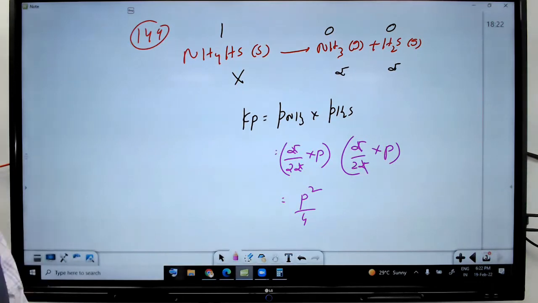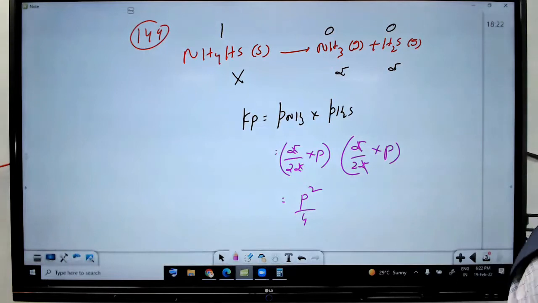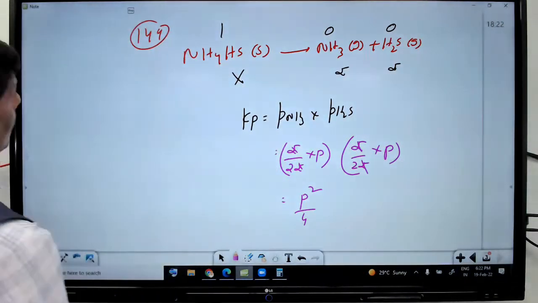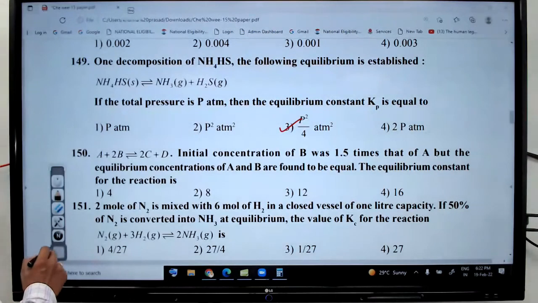अच्छा, like questions we discussed in classroom. Similar, but in that question we were given the P value, right? But here the P value is not mentioned. That's it. In terms of P only is your answer. This is question number 149. देखो, question number 150 है.